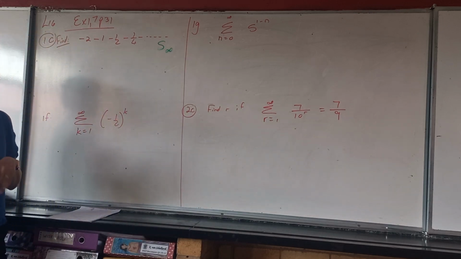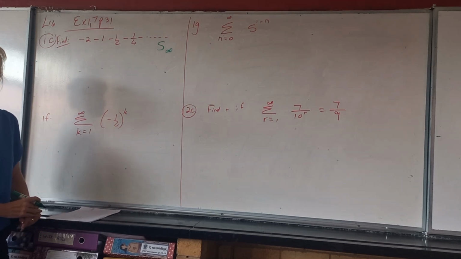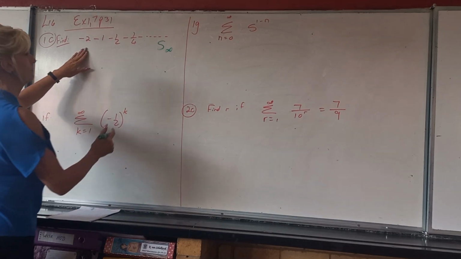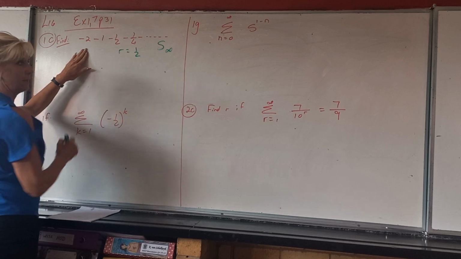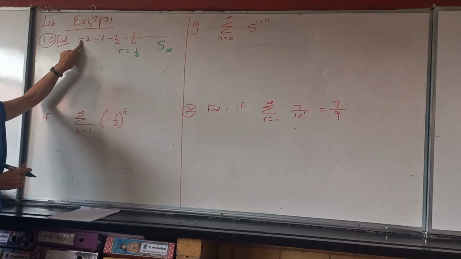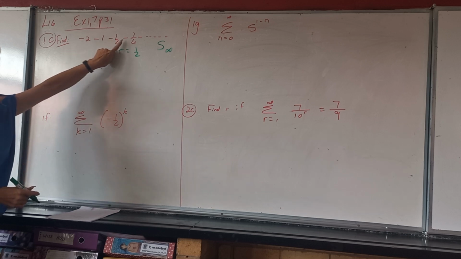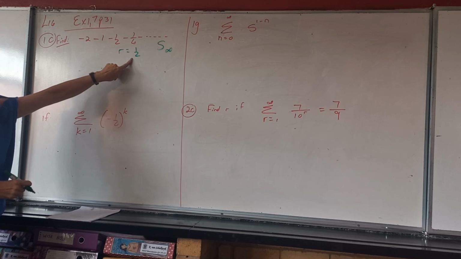Sum to infinity can only be found if R is between negative 1 and positive 1. What is my R? It's positive a half. How do I know that? Minus 1 divided by minus 2 is positive a half. Minus a half divided by minus 1 is positive a half.